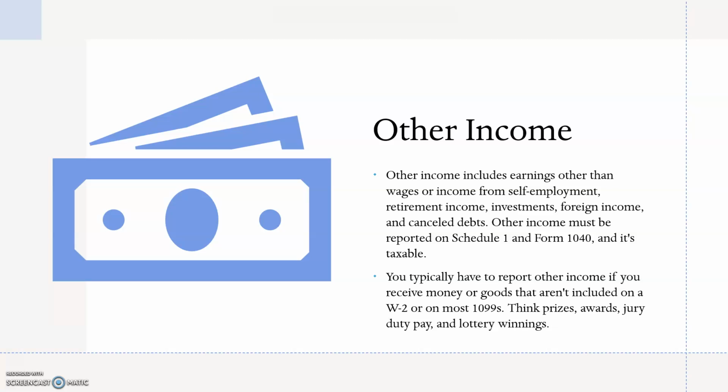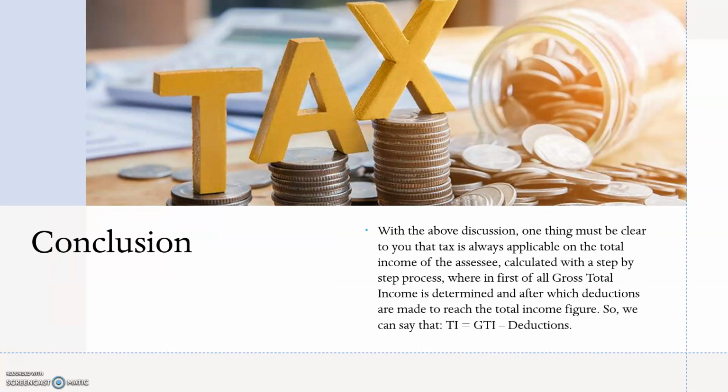Other income is earnings other than wages or income from self-employment, investments, foreign income, and canceled debt. Other income must be reported on Schedule 1 of Form 1040 and it's taxable. You typically have to report other income if you receive money for goods that aren't included on a W-2 or most 1099s. Think prizes, awards, jury duty pay, and gambling winnings.